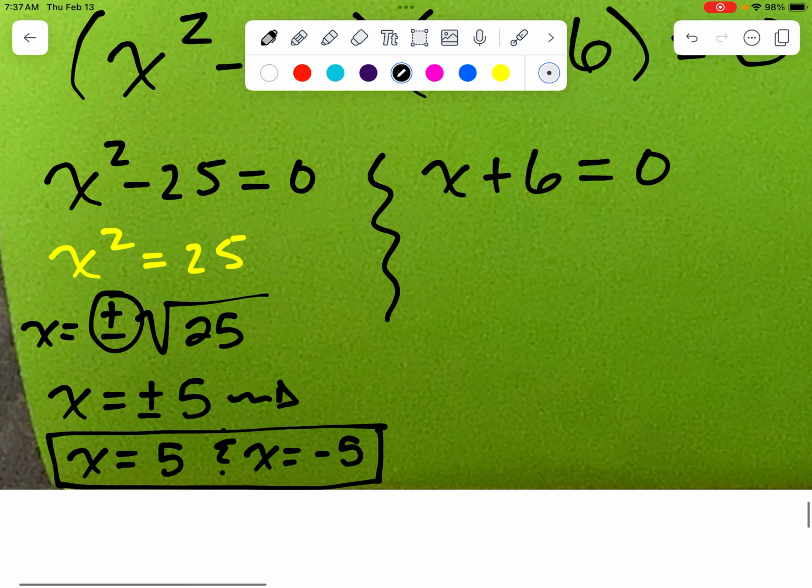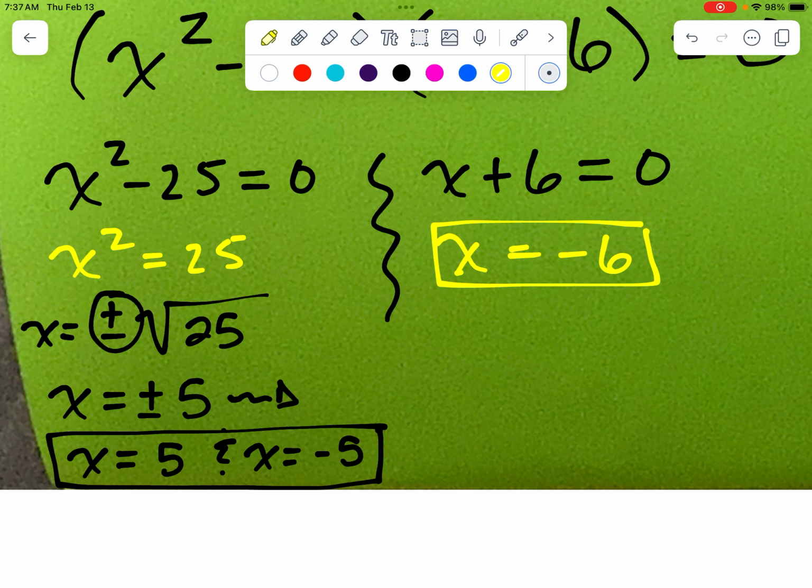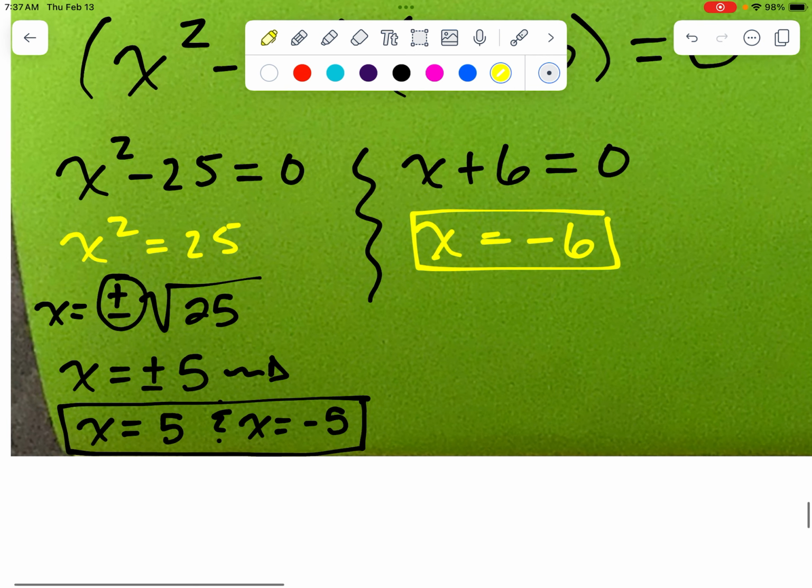Now we need to solve this x plus 6 equals 0. Just do the opposite of plus 6. Well, that's easy. It's minus 6. And so this cubic function has 3 answers. It has 5, negative 5, and negative 6.